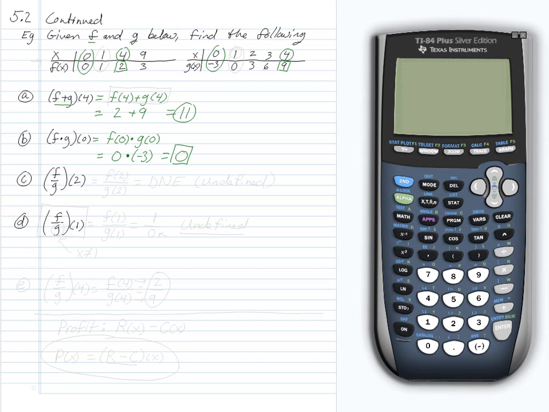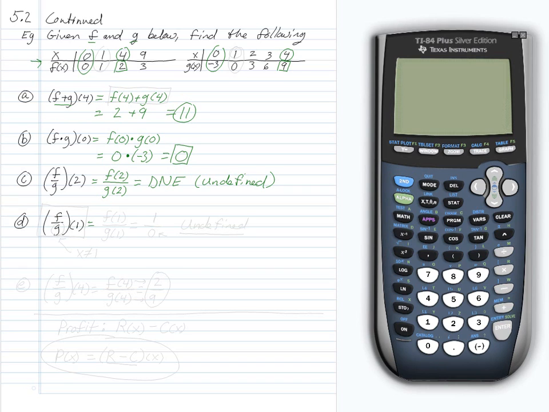Well, 0 times anything still gives us 0. Okay. Now, f over g, that means we want to take that input, plug it into f, and divide that by the result of plugging it into g. So I need to know what f of 2 is, and I need to know what g of 2 is. Well, f of 2 is undefined. 2 is not a valid input in this function f.